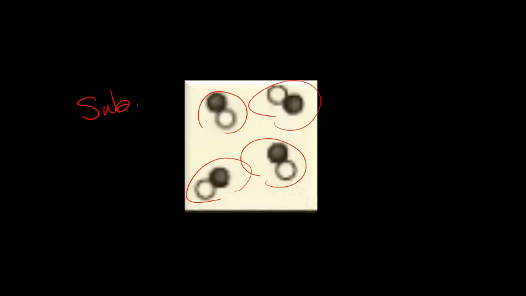Substance or mixture? This is a substance. These are all the same thing. So is it an element or a compound? Those are compounds. They are made up of different atoms bonded together. Mixture or substance? Yeah, that's a mixture. Homo or hetero? It is hetero.